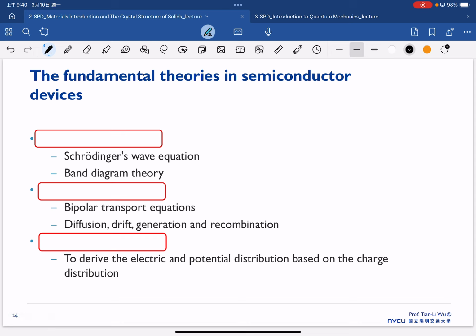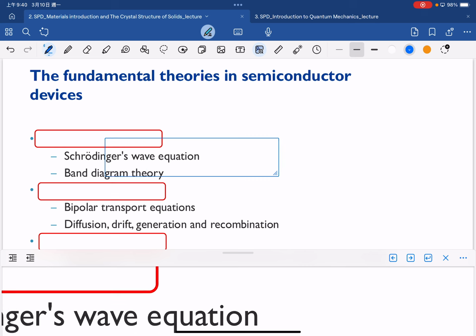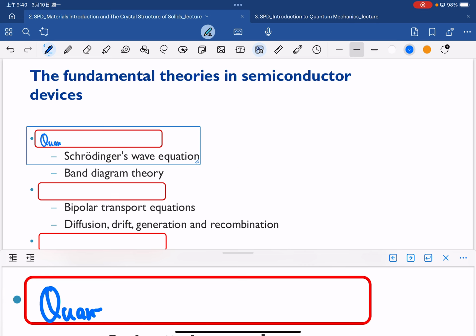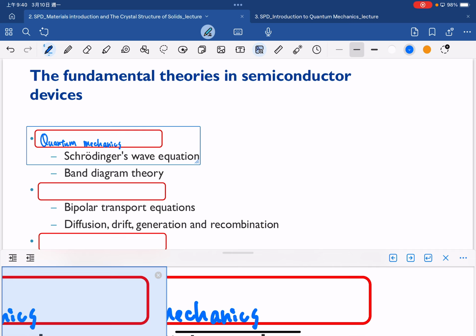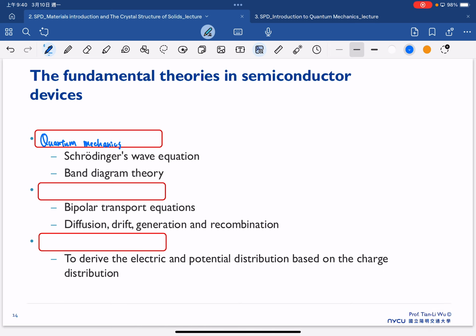Okay, related to the fundamental series, we have several important fundamental theories that help us understand semiconductor devices. The first one is quantum mechanics. To understand quantum mechanics, we have to use Schrödinger's wave equation. And by using quantum mechanics, we can also understand the band diagram theory. So these two we will explain in detail later.